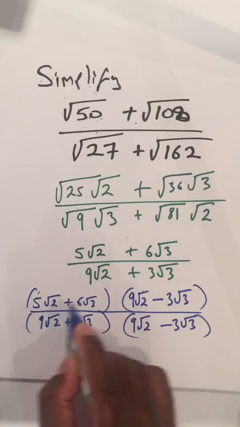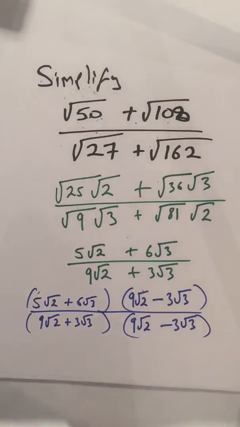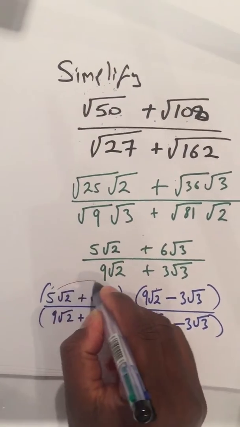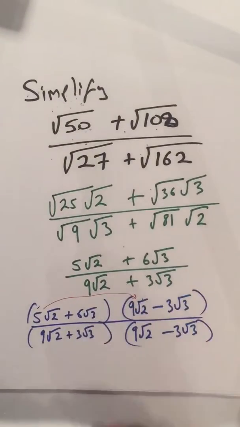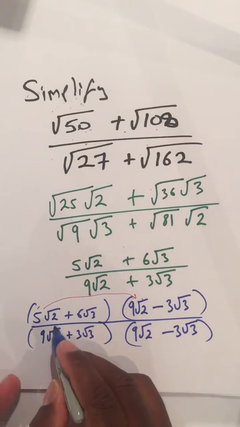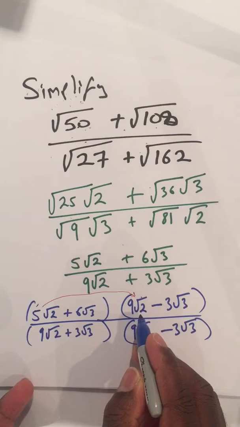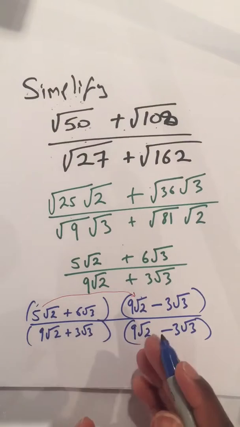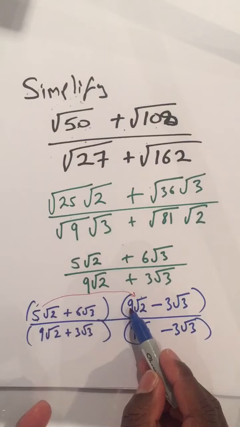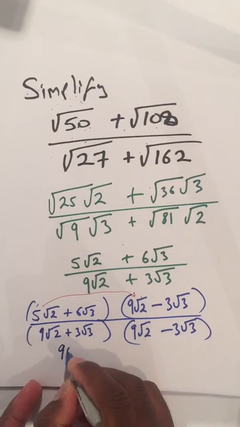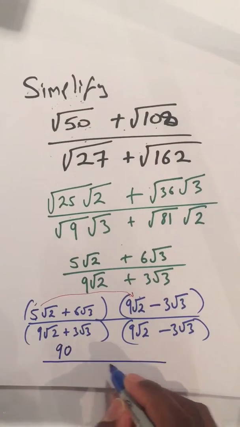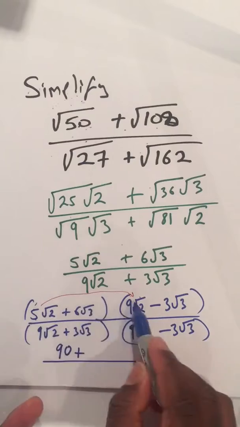So 5 root 2 times 9 root 2, okay? I'm just going to put an arrow there to guide us. So that's the first. 5 root 2 times 9 root 2. 5 times 9 is 45. Root 2 times root 2 is 2, right? Square root of 2 times square root of 2 gives you 2. So 5 times 9 times square root of 2 times square root of 2, that is 45 times 2, which is 90.